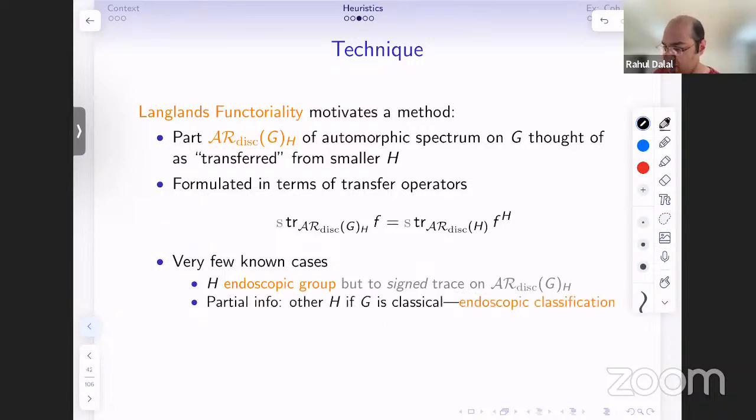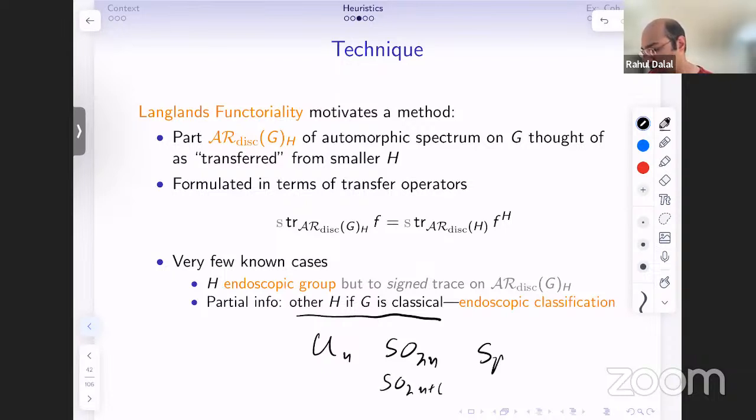Okay. And next, if H or G is a classical group, so that's like unitary groups, orthogonal groups, or symplectic groups, then you get some partial info for some extra embeddings from these H's into G's. This is through something called the endoscopic classification.